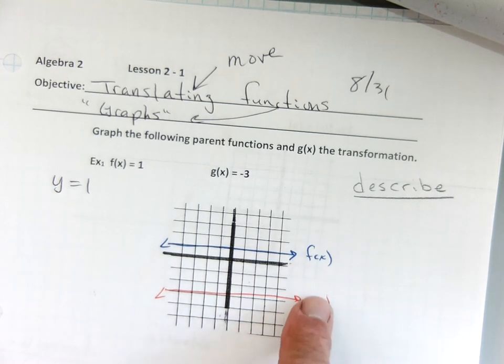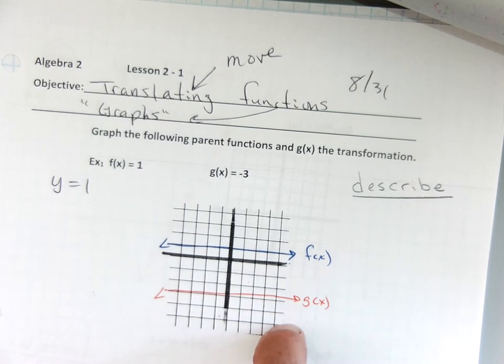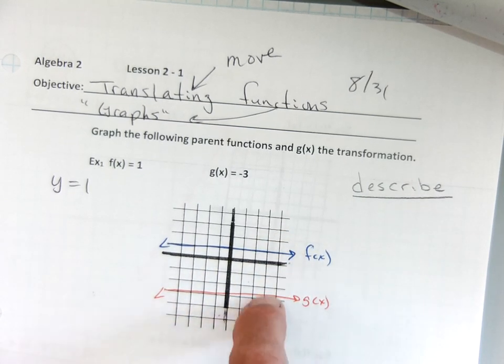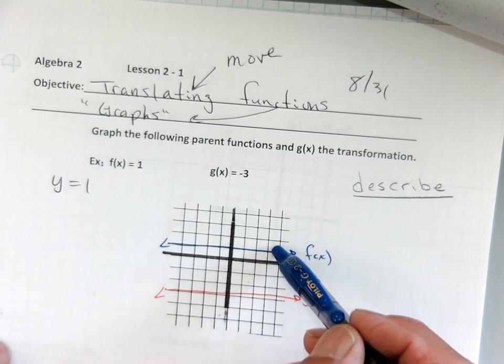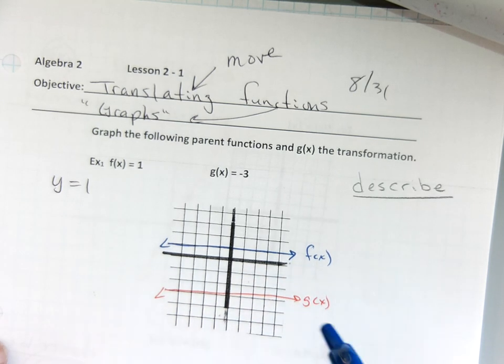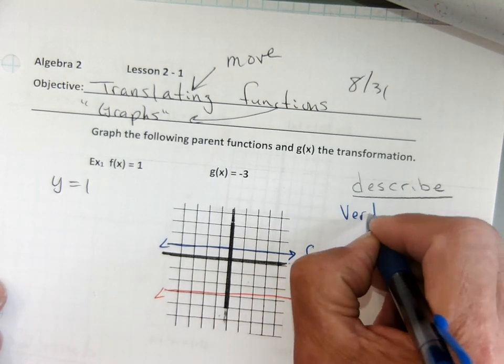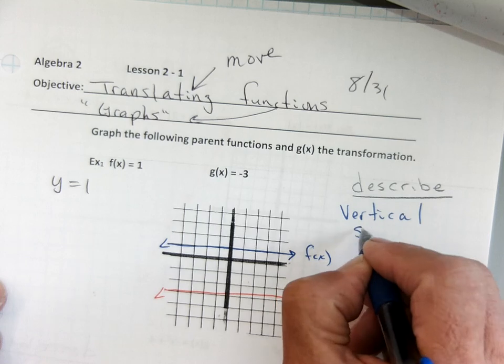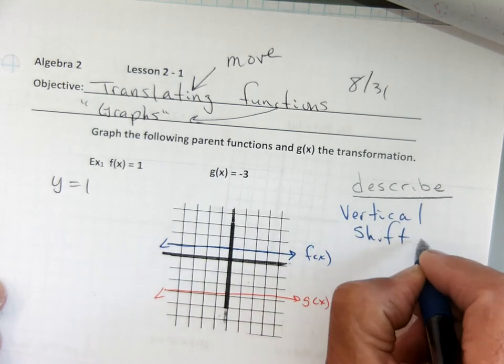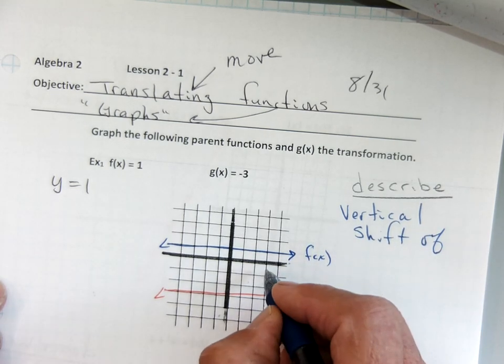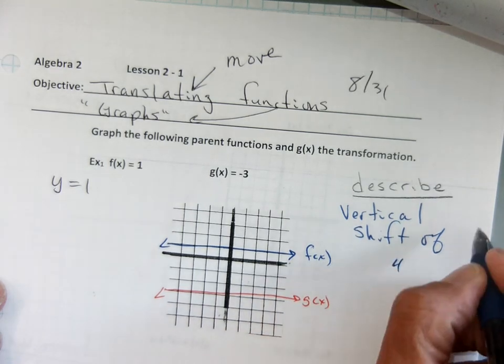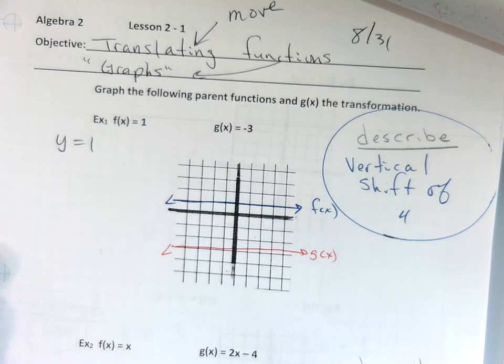So what happened from f to g? In words, what happened from here to here? Give me words. Okay, I'll give you words. It went down, right? We went down 1, 2, 3, 4. So we're going to say we did a vertical shift of, how many gotta go down? 1, 2, 3, 4. Okay, here you go, vertical shift of 4.